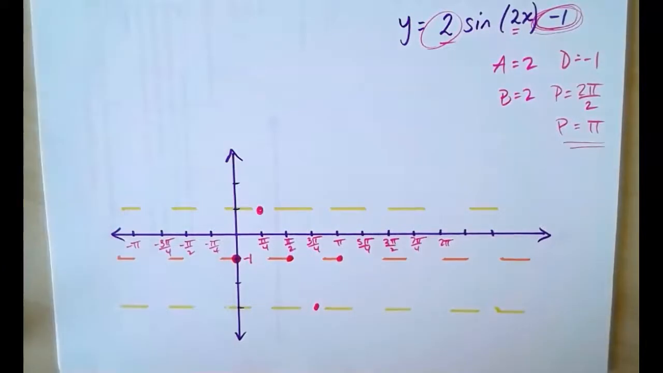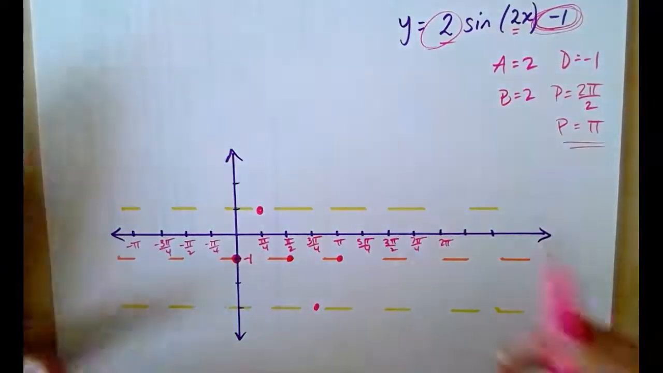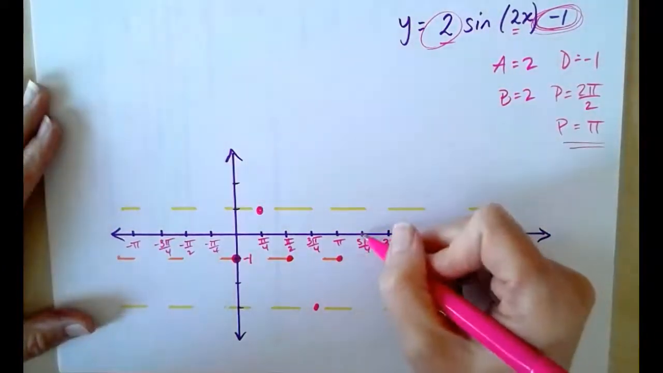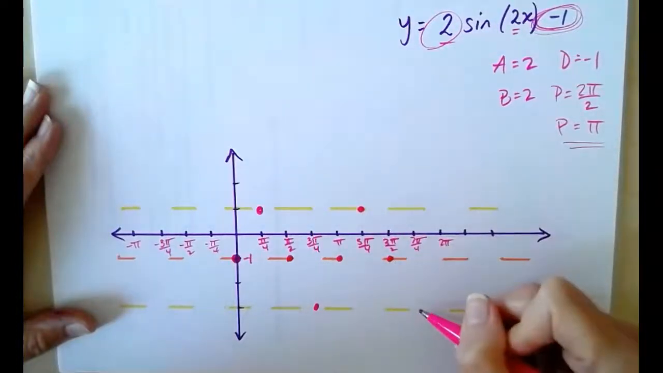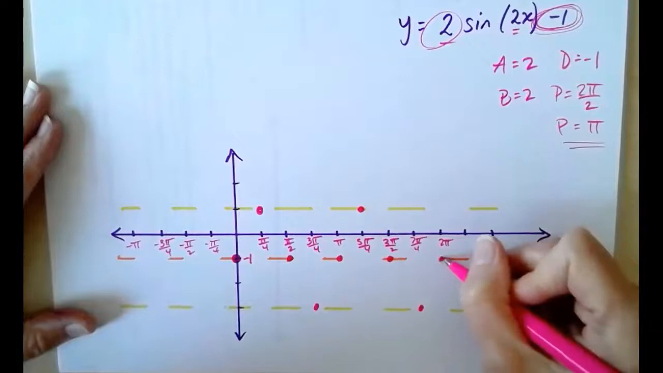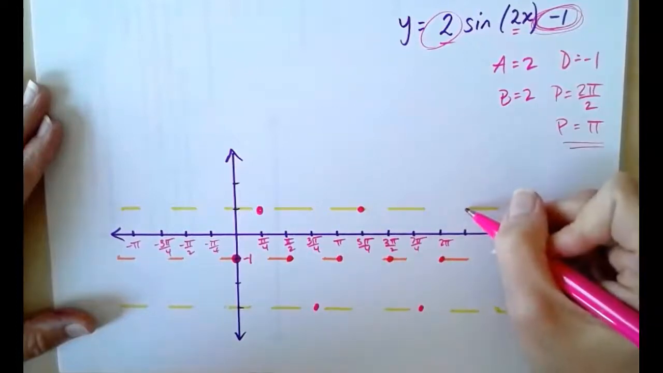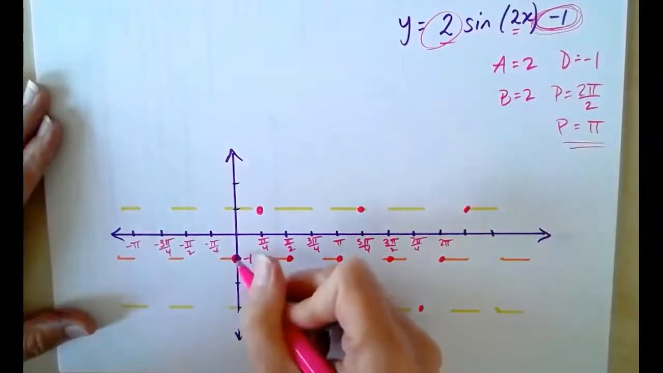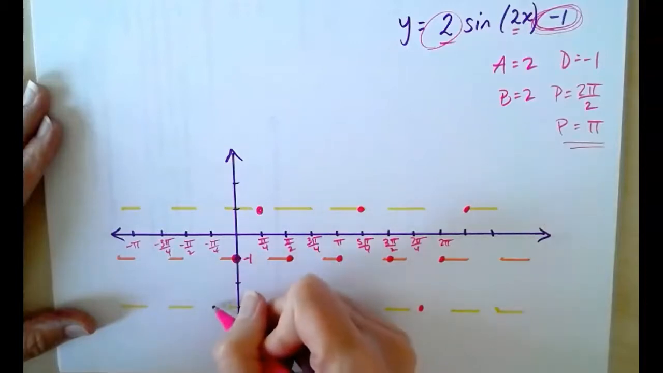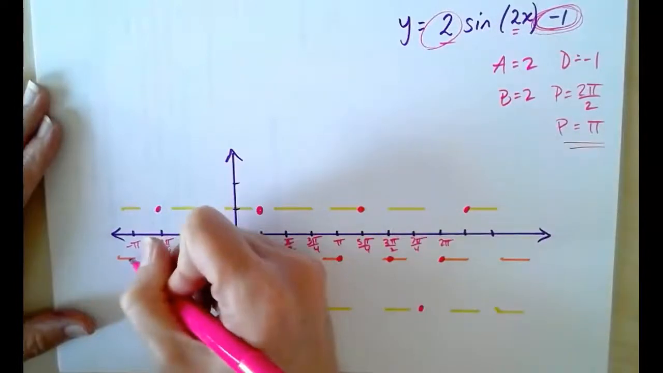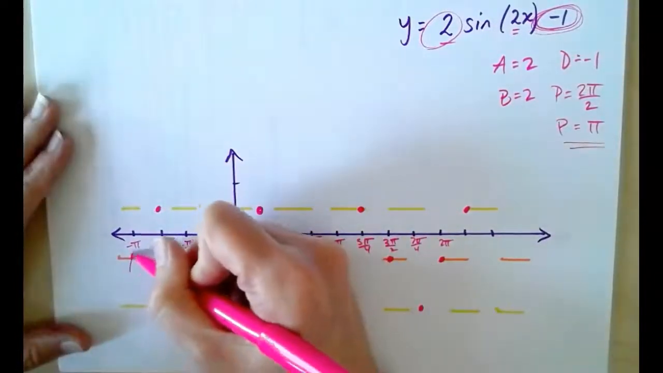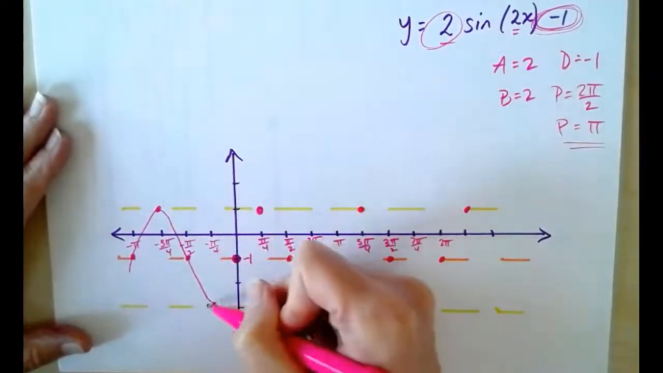So this is all the information we need to finish this off. We can graph the rest of these points up to a max, down to a midline, down to a min, up to the midline, back to a max, and then going in the other direction to the min, to the midline, to the max, to the midline, and we can draw a really nice looking sine curve here.